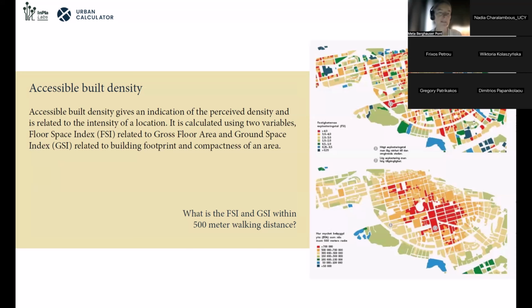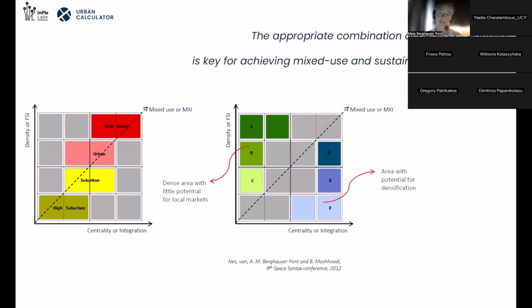So it's that one that is embedded in the urban calculator. And the combination of density and centrality and integration, as I said, is highly influential for pedestrian movement, and for that reason also the expected mix of uses. So if both are very low, low centrality and low density, then we have a typical suburban area. When they both are very high, we have a typical urban area.